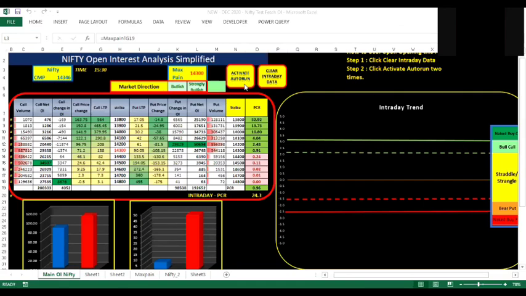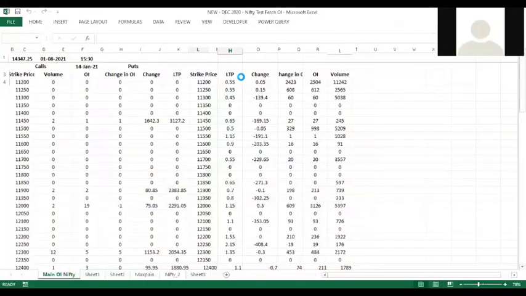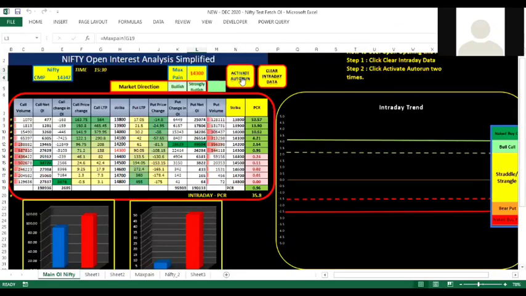Now, the other point which you have said is the time of 5 minutes. So I'll just show you. If I click activate auto run once, let's see what happens. So it starts pulling data. Don't stop it. Let it pull the data. It will take you back to the main OI Nifty sheet.